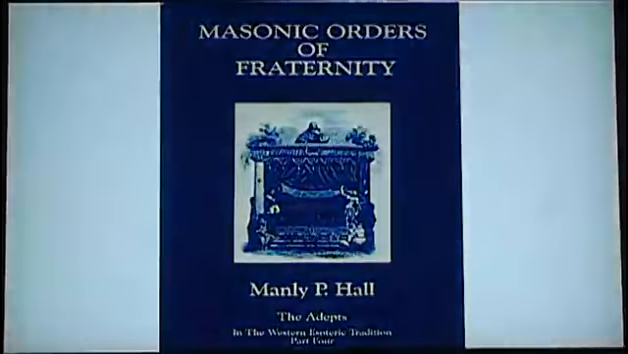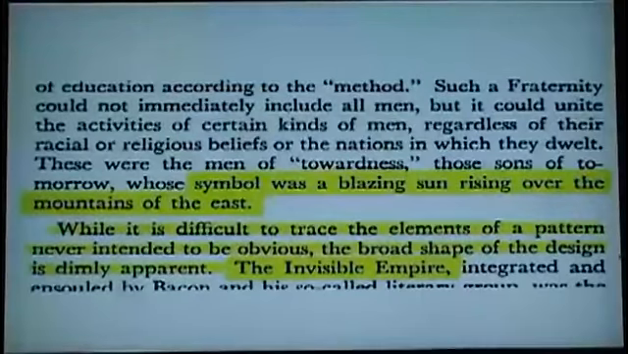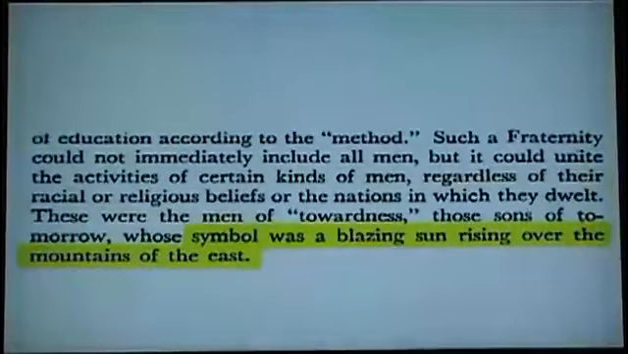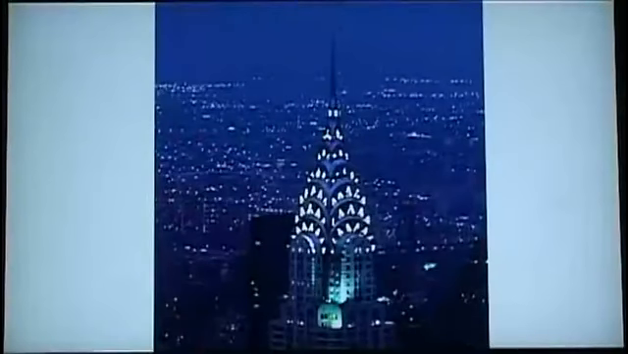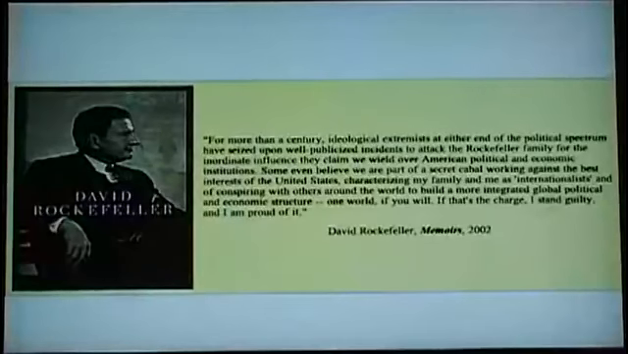Back to that mountain sunrise for a moment. That mountain sunrise, as Manly P. Hall said, was a blazing sun rising over the mountains of the east. You'll see that sunrise in buildings, like in New York, the Empire State Building is a set of sunrises. When you walk inside, you'll see the sun at the top emanating from the top of the Empire State Building.